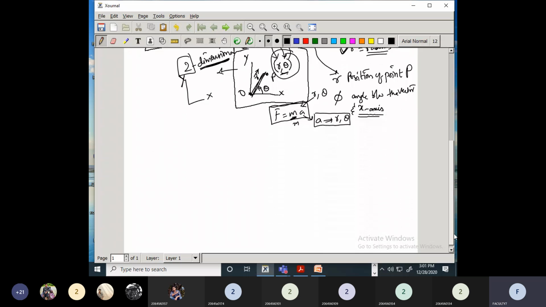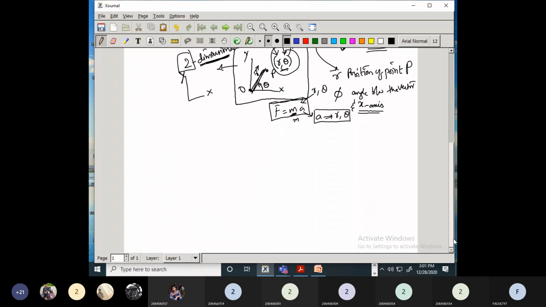Now let me give a few more points here. What are the extra things you need to identify? I'm repeating the same points here and I will add a few more. So what is the topic we are going to see? Newton's second law in polar coordinates. So this is the topic name.